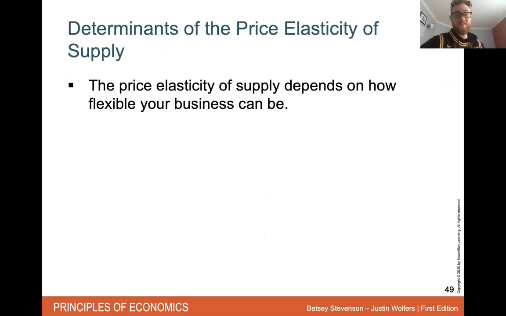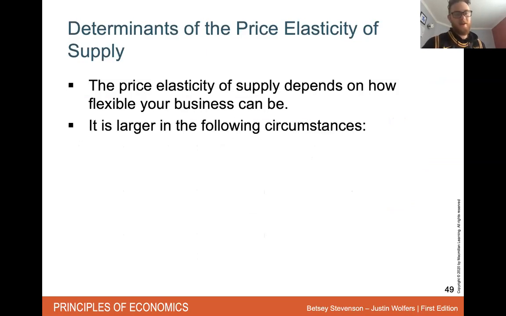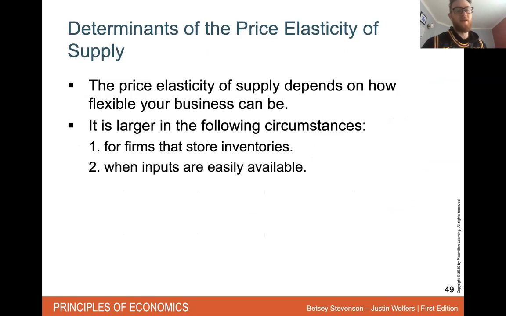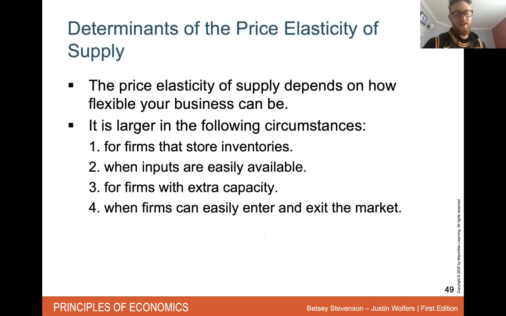Determinants of the price elasticity of supply. The price elasticity of supply depends on how flexible your business can be. It's larger for the following circumstances: for firms that store inventories, when inputs are easily available, for firms with extra capacity, when firms can easily enter and exit the market, and when there's more time to adjust.